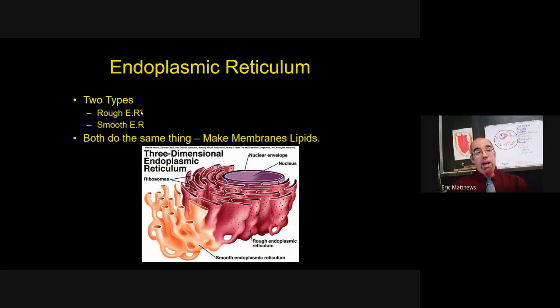Now, there are two types, rough and smooth. The only difference is that the rough ER has ribosomes on it. So it gives it this kind of studded image. A lot of people will say it's like a dirt road that has little rocks and pebbles in it, aka rough. Whereas the smooth ER does not have any of these bumps, none of the rocks. So it's like blacktop.